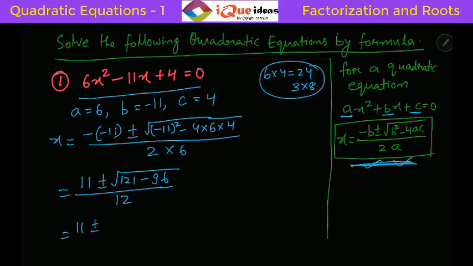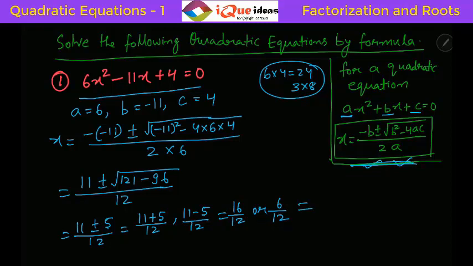Now 121 minus 96 is 25. 25 square root is 5, divide by 12. Now if I take plus sign, it will be 11 plus 5 by 12. Alright. If I take minus sign, it will be 11 minus 5 divided by 12. So what we get from here is 11 plus 5, 16 by 12, or 11 minus 5, 6 by 12, right? So 16 by 12 will be 4 by 3, and 6 by 12 will be 1 by 2. So the answer is either 4 by 3 or 1 by 2.